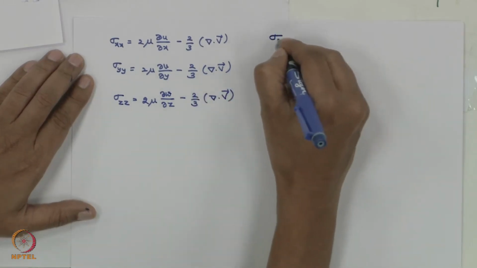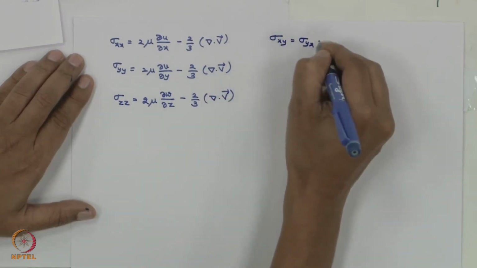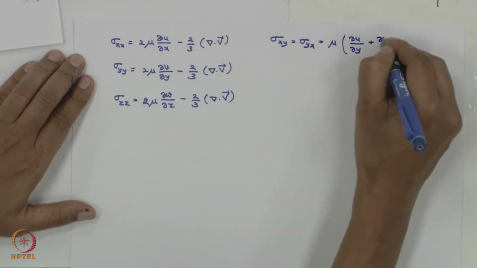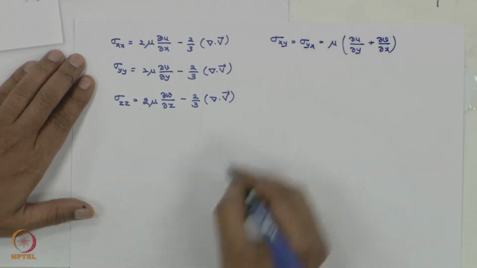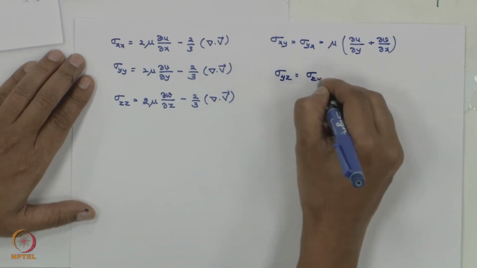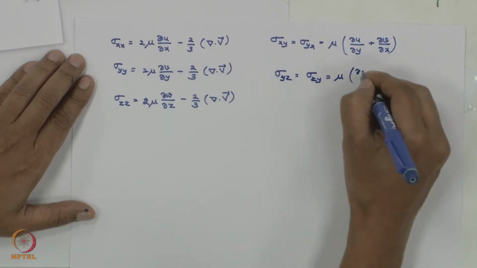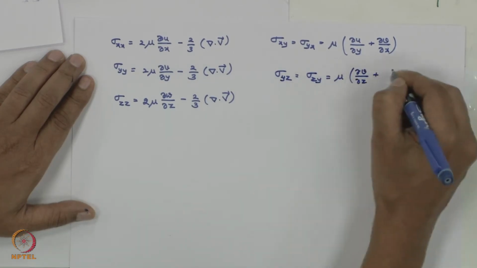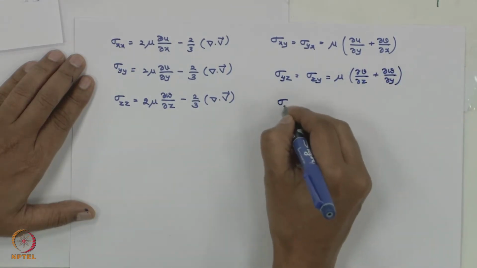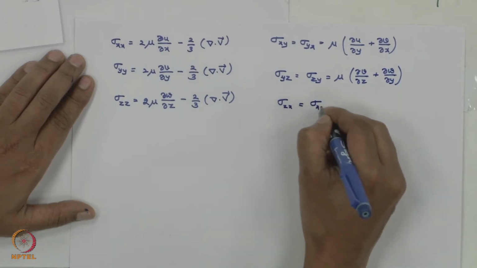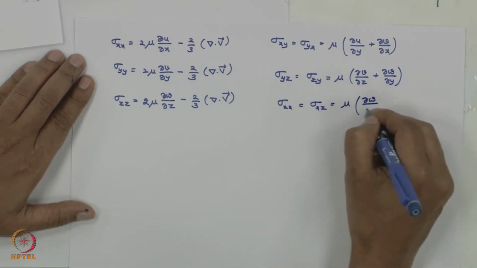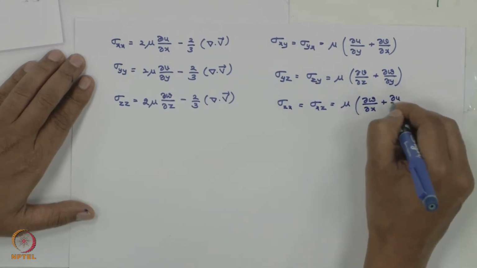and sigma xy is equal to sigma yx is equal to mu into del u by del y plus del v by del x. Sigma yz is equal to sigma zy is equal to mu into del v by del z plus del w by del y, and sigma zx is equal to sigma xz is equal to mu into del w by del x plus del u by del z.